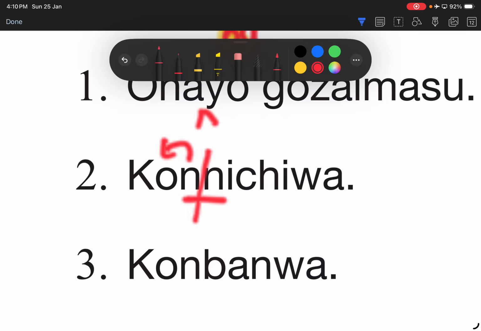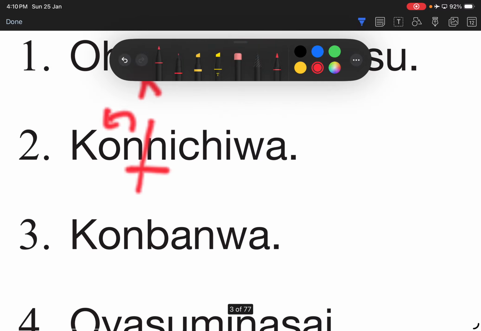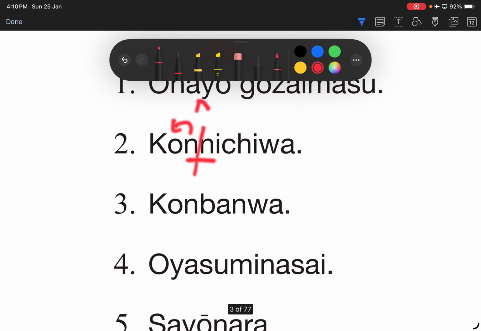So konnichiwa. Simple. I always hear Singaporeans say konnichiwa as if the first N doesn't exist. It's not konnichiwa, it's konnichiwa.